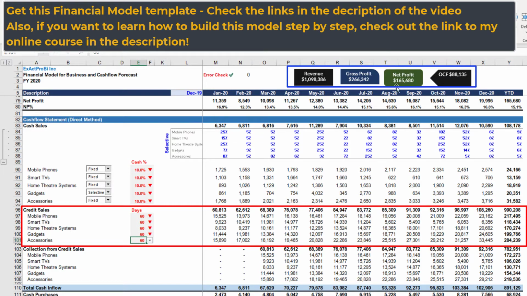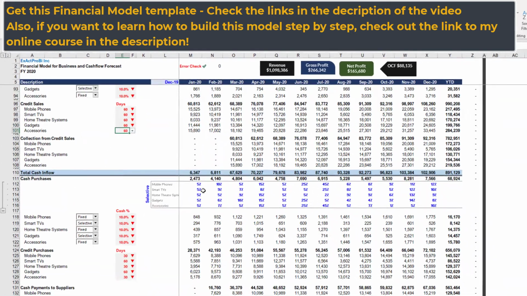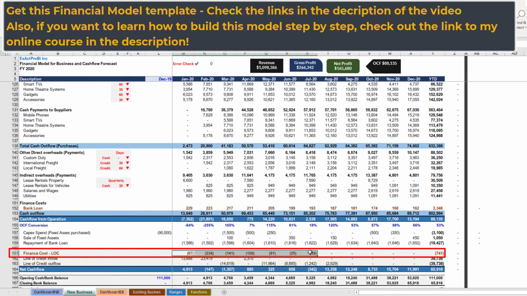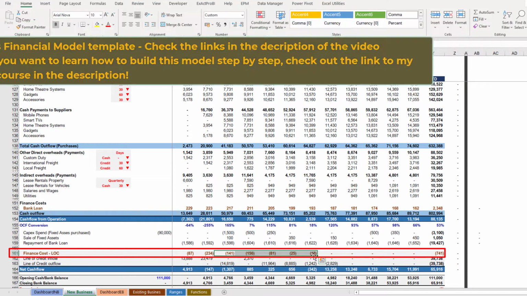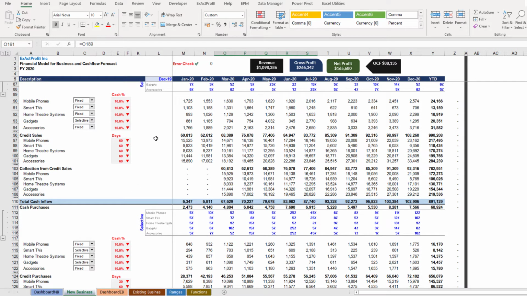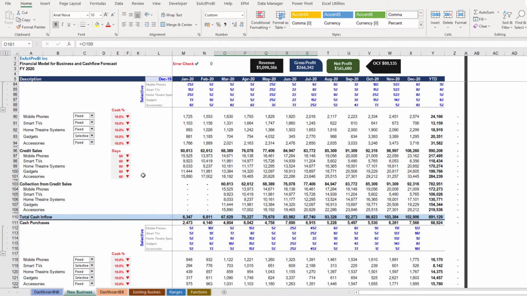Net profit also reduced, not by that big an amount, but if you go down and see the impact on interest, you are incurring more interest than before. Before we had only 2 months of interest and everything else was zero, but now you can see we have interest till July. Because we have given lenient, very generous credit to our customers, our cash flow impact is affecting our entire OCF performance as well.